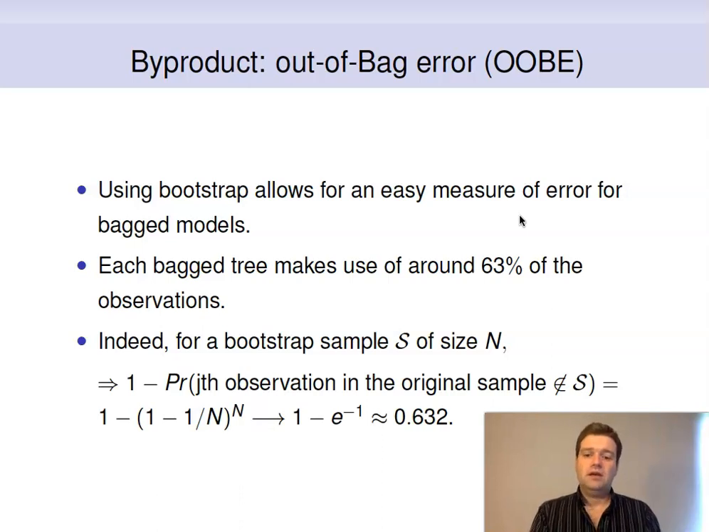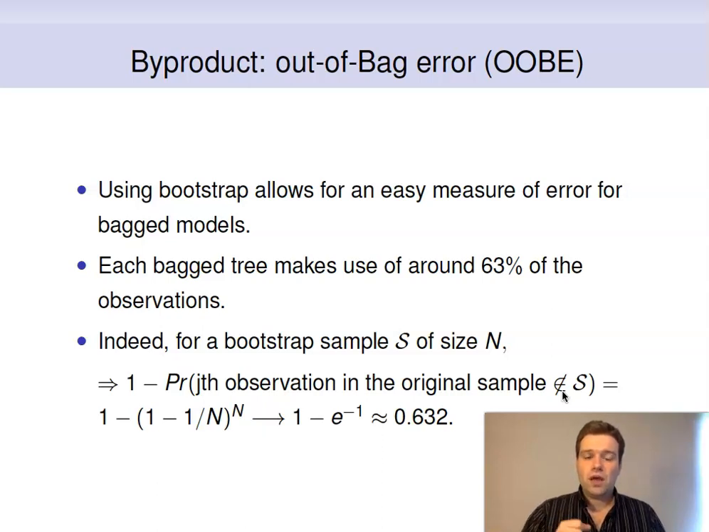To understand that, first we say, for a bootstrap sample S of size n, what is the probability that the data j, the jth observation in the original sample, belongs to the bootstrap sample? This is 1 minus the probability that the jth observation does not belong to the bootstrap sample S.